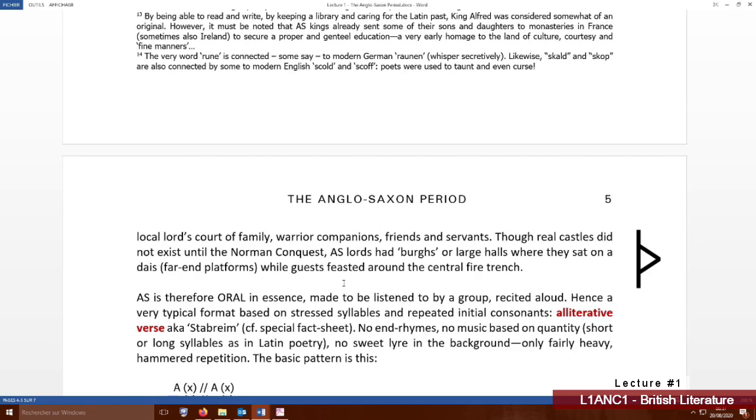That's a far-end platform. Now, even today, if you go to a typical English castle, the first room at the entrance is the hall. Comes from German, die Halle. You see a large room, rectangular room, with a very high ceiling. And originally, the guests would sit around the central fire trench, and the Lord would sit on a platform at the far end. That's the dais, right? So yes, it had to be oral. It had to be recited aloud.